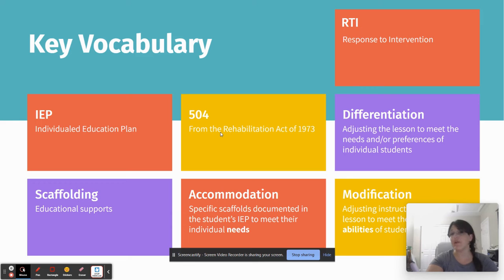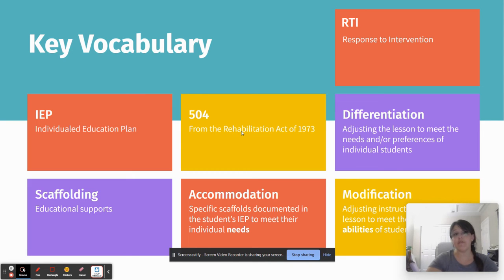These are both legal documents, which is really important to understand about them, meaning teachers don't have the choice on whether or not they will follow an IEP or a 504. They are legally obligated. They are legally required to follow those documents.